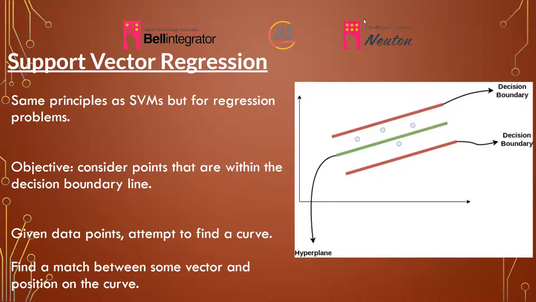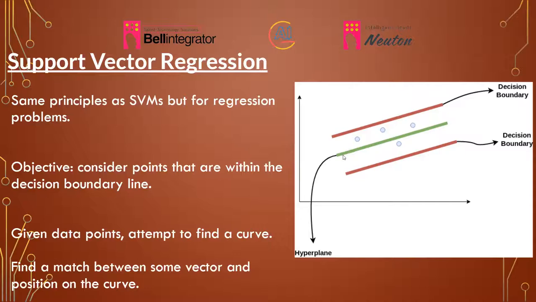All right, so what works for classification also works for regression problems, but with a few important differences. And these are the differences that I now want to highlight so that we can include regression problems in the general framework that we discussed. So my objective now is to consider points that are within the decision boundary line. So what I want to do is define a decision boundary in such a way that I have the maximum number of points that I can accommodate in between.